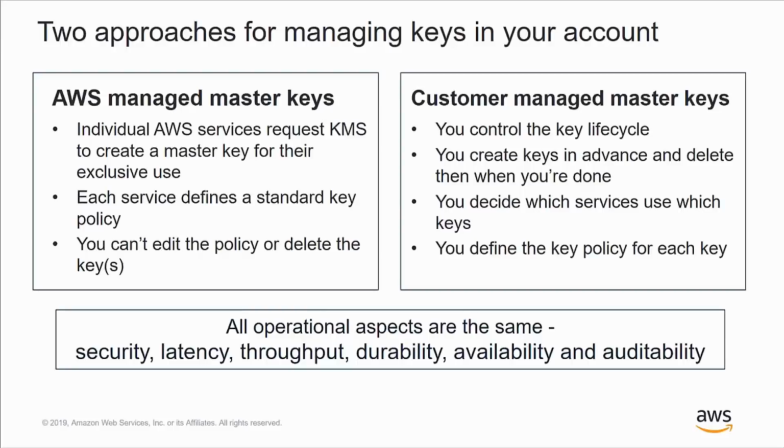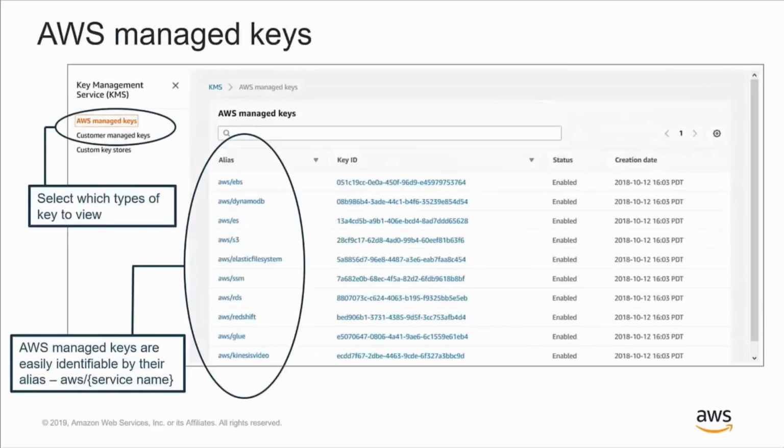And whether you're using AWS managed keys or customer managed keys, all activity associated with using those keys is tracked in CloudTrail. It's really about ownership and about policy, not so much about the operational aspects. Those operational aspects are essentially the same, irrespective of the type of key you're using. So if we look at the KMS console, top left corner, you'll see a distinction between AWS managed keys and customer managed keys.